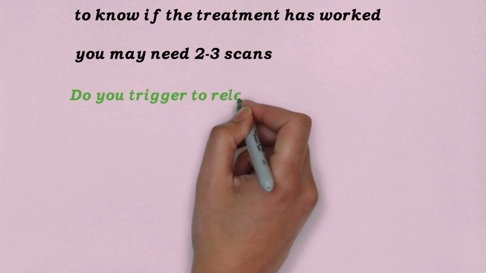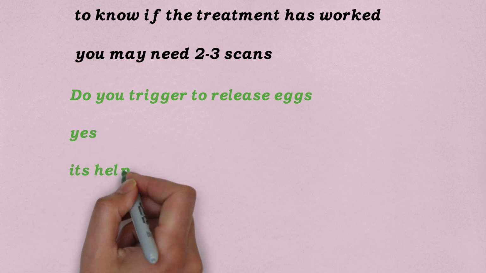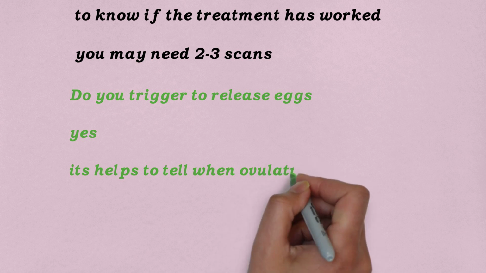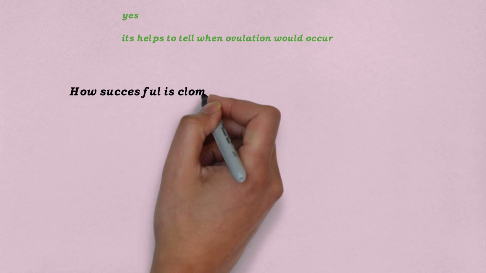Again, there is a huge controversy whether you trigger ovulation, whether you give an injection which releases the egg. The question is, it does help. It does help to release the egg and tell you exactly when to try for a pregnancy. And in some cases, it seems to improve chances of pregnancy.